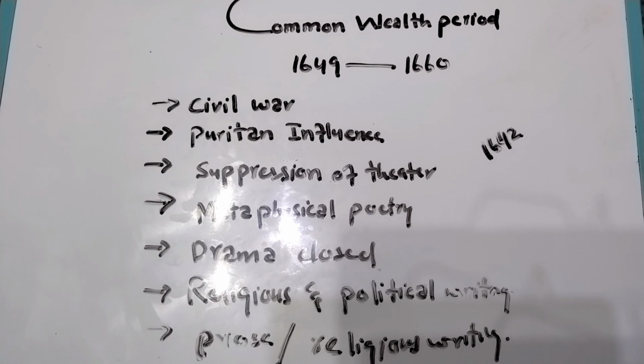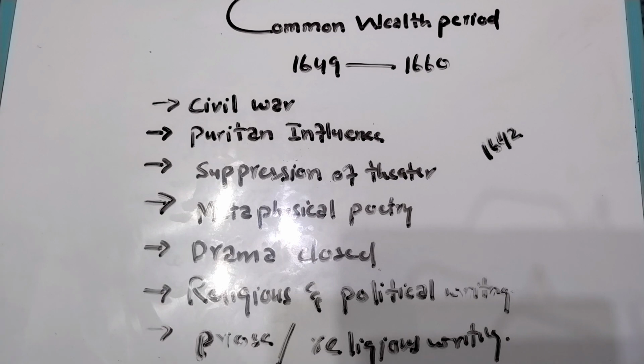Religious theatre, sermons, and religious poetry flourished, reflecting the prevailing religious fervor. So all the religious reflections were there in the literary work. Prose and religious writing flourished in the Commonwealth period. The Puritan belief and emphasis on spirituality led to the publication of numerous sermons, tracts, and theological treatises. Some notable figures of this era include John Milton, John Bunyan, and Thomas Hobbes. These were some major writers who wrote on religious and political themes.